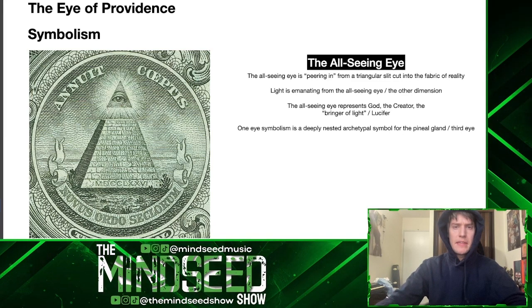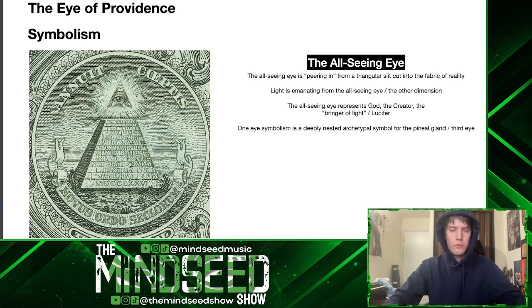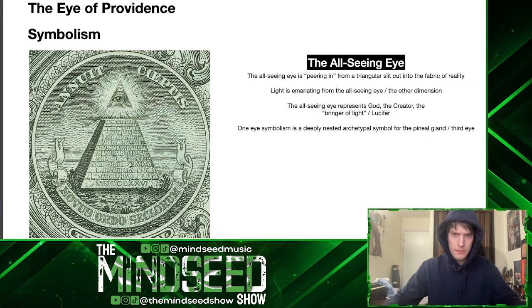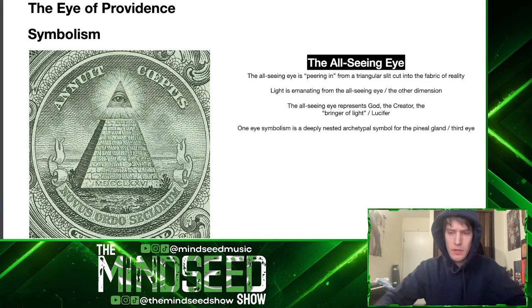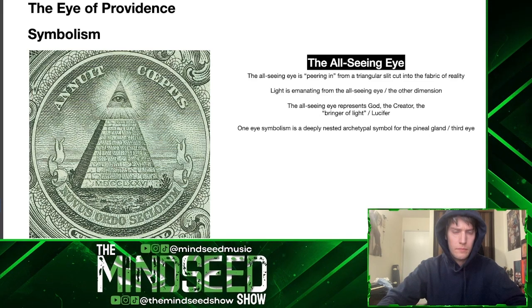We can also see that light is emanating from the all-seeing eye and from the other dimension that this being is dwelling in. The all-seeing eye represents God, the creator, the bringer of light, Lucifer. Depending on your interpretation of the symbol and whether you're looking at it through a light or dark lens, the all-seeing eye can take on a little bit of a different meaning, but generally speaking, these are the concepts that are associated with it.